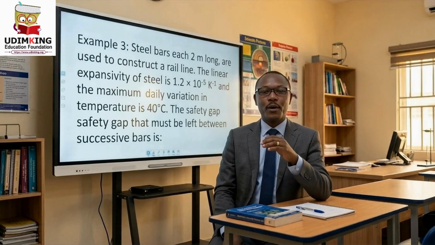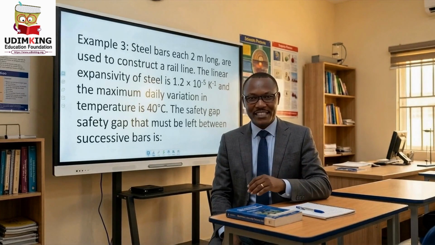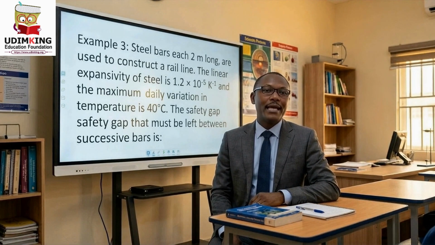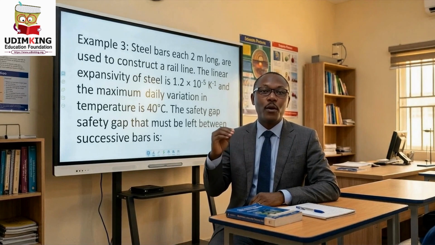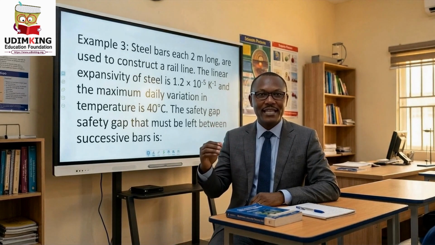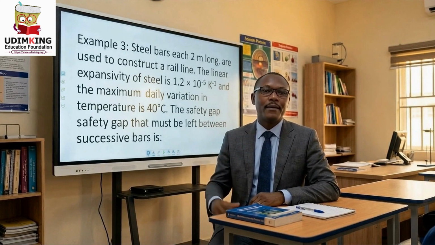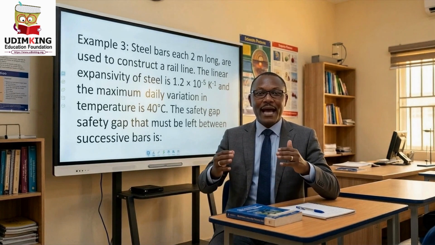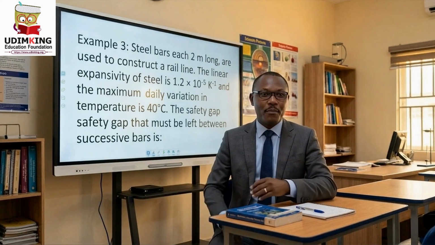We are still on the topic of linear expansivity. Now, on the board is example 3. Steel bars, each 2 meters long, are used to construct a rail line. The linear expansivity of steel is 1.2 times 10 to the power of -5 per Kelvin, and the maximum daily variation in temperature is 40 degrees Celsius. So, what safety gap must be left between the successive bars?